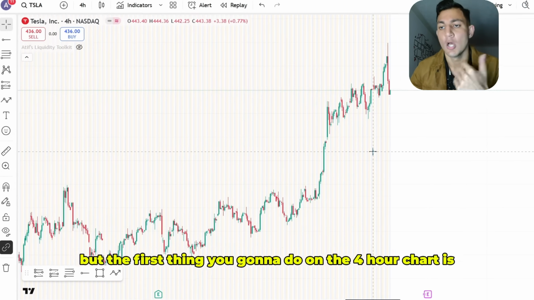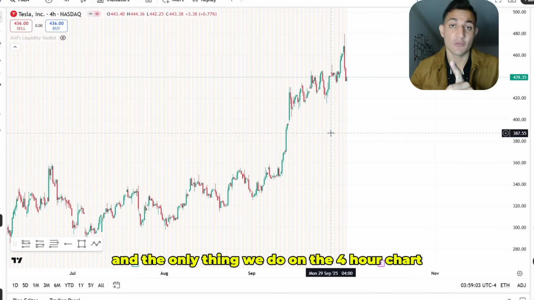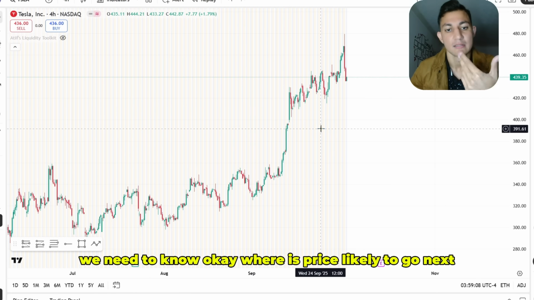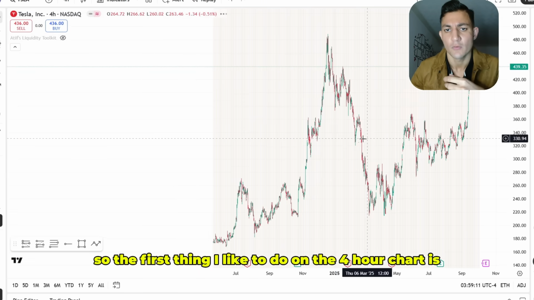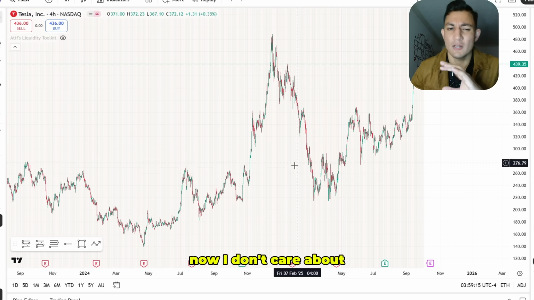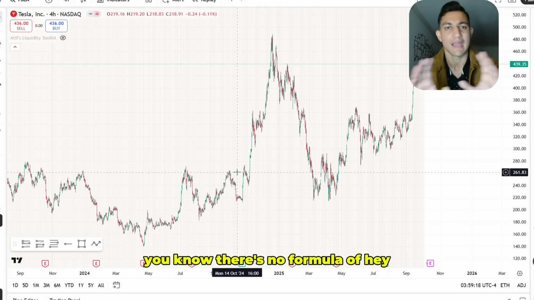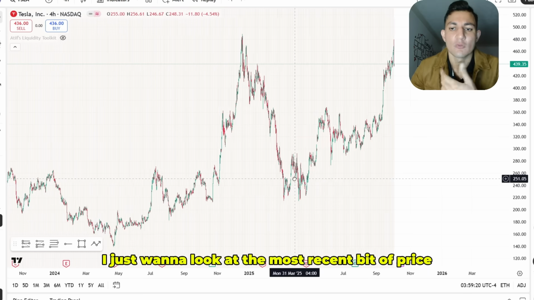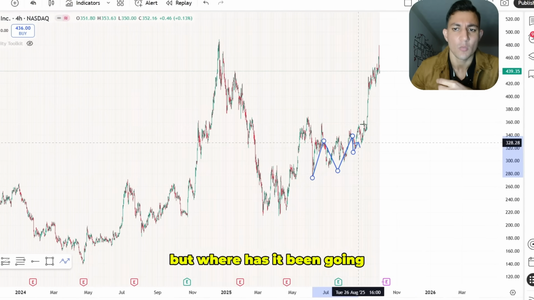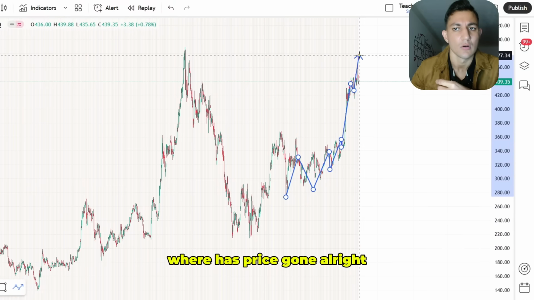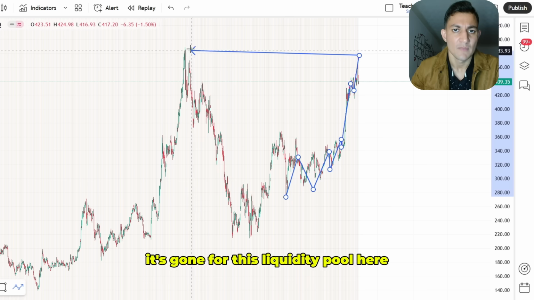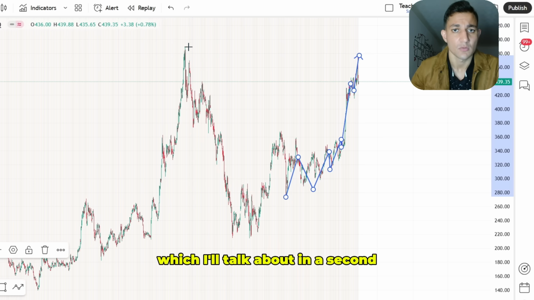But the first thing you're going to do on the 4 hour chart, and the only thing we do on the 4 hour chart, is we need a bias, right? We need to know, okay, where is price likely to go next? So the first thing I like to do on the 4 hour chart is zoom out and just eyeball the overall trend of the market. Now, there's no formula of, hey, let's look back 6 months. I just want to look at the most recent bit of price action. Now, obviously price has consolidated a bit, but where has price gone? It's bullish, it's going up, and it's gone for this liquidity pool here, and this major liquidity pool here, which I'll talk about in a second.